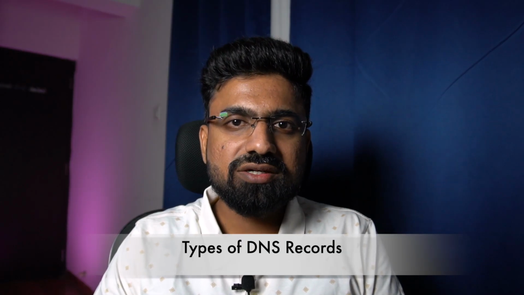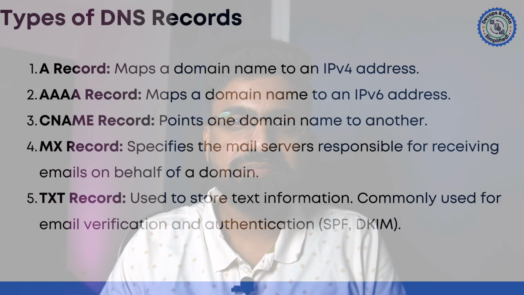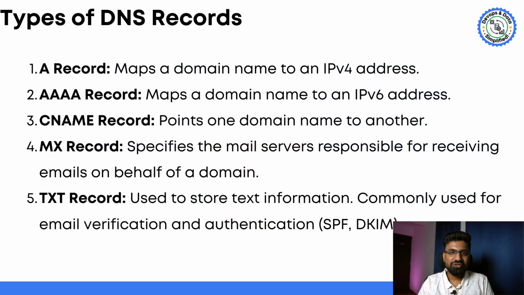Now let's take a look at what are the different types of DNS records. The first one is an A record. This maps domain name to an IPv4 address, and this is the most commonly used record. Second is for the IPv6, that is the AAAA or quad-A record. This again maps the domain name to the IPv6 address. Next, the CNAME record. This points one domain name to another domain name, like www.example.com to example.com.